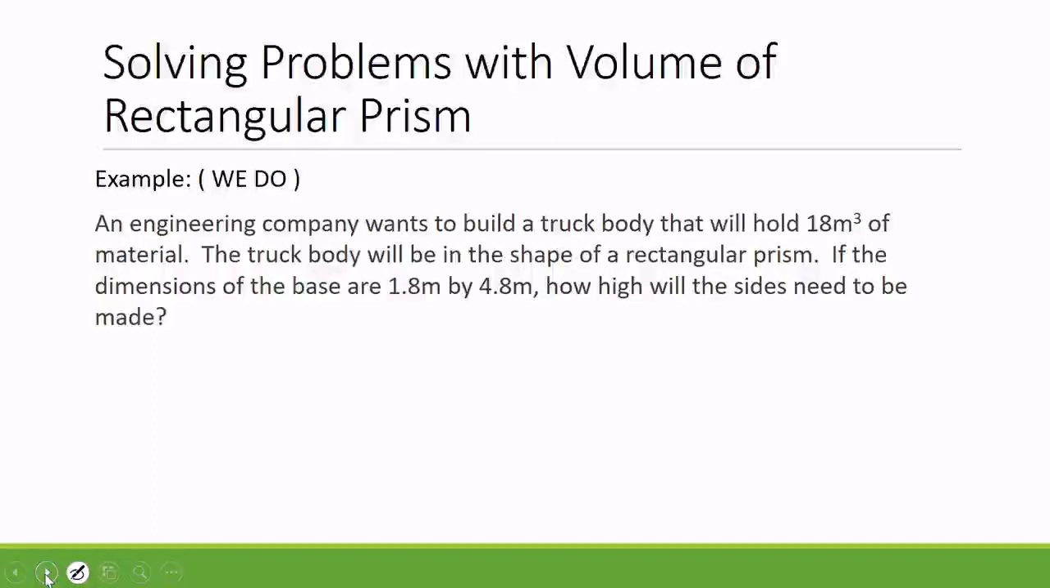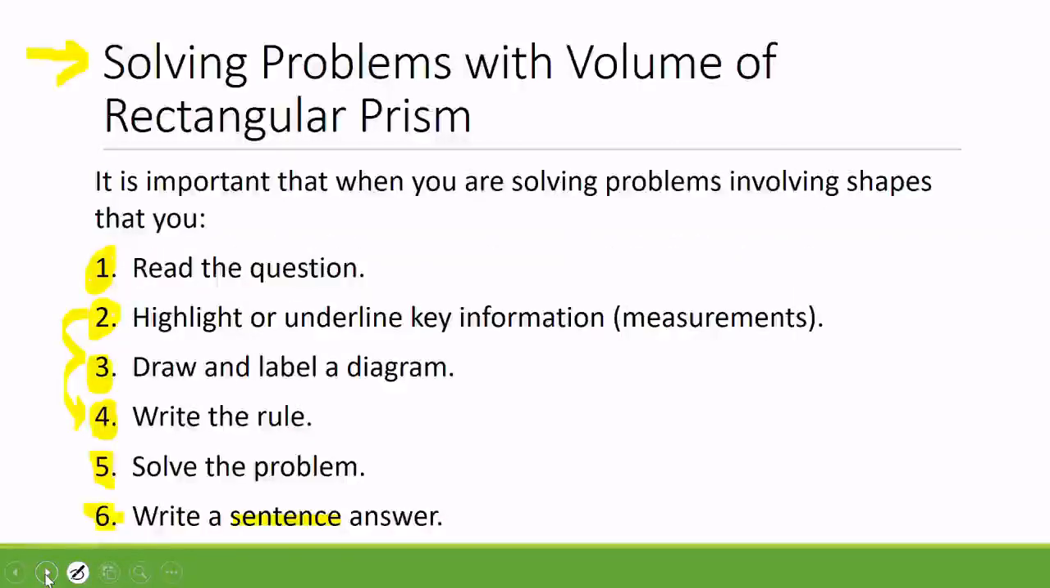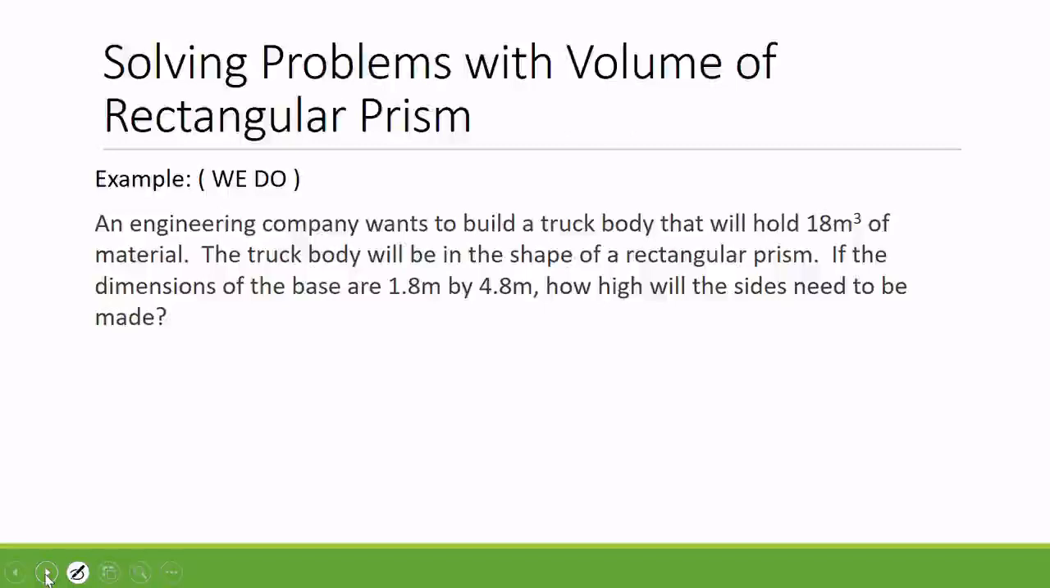Okay, here's an example. Now it's a we do example. Now, as we go through the next few slides, you will notice that I'm going to run through each of those 6 points. Okay, so the first one was to read the question.